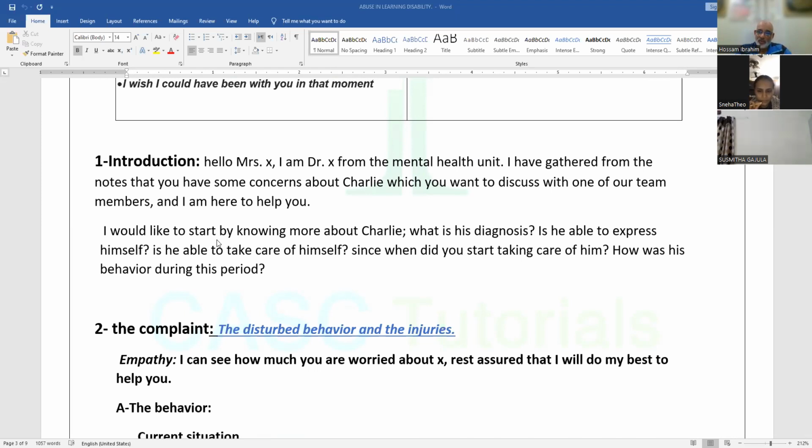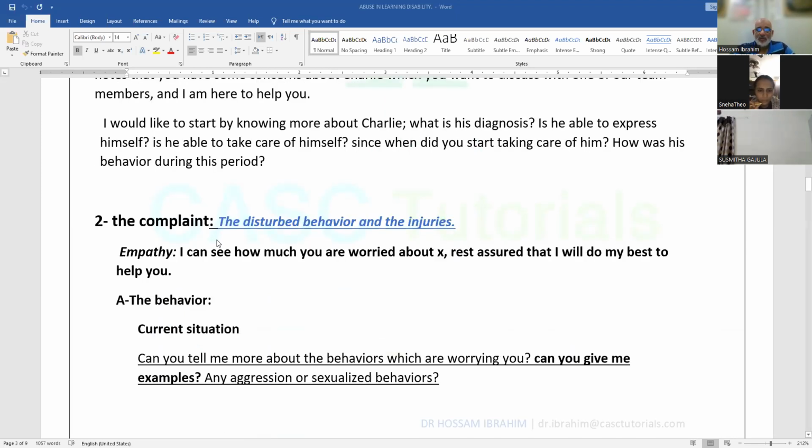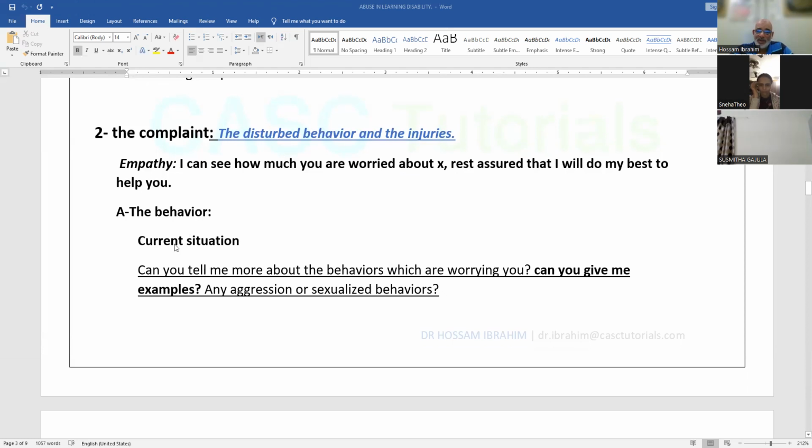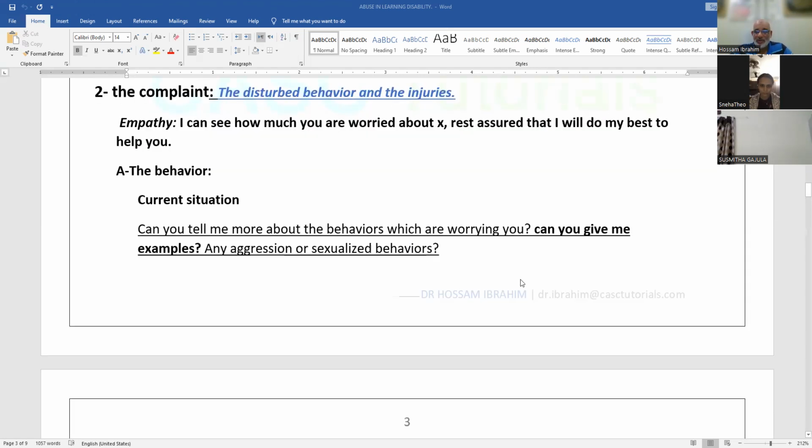You want to know more about your patient before taking information about what has happened. You have two problems here, that he has disturbed behavior and injuries. So we want to know more about these in detail. So start with the behavior. You want to know exactly what is the problem with this behavior, what is the current situation, what are the problematic behaviors. Tell me more about the behaviors which are worrying you about Charlie. Can you give me examples, any aggression or sexualized behavior?